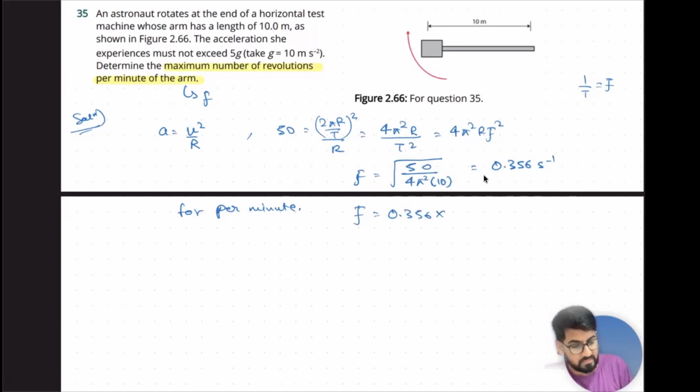So frequency will be 0.356 times 60, because in 1 second this many revolutions are taking place, so in 60 seconds, that is 1 minute. How much will you get? Solve this. 0.356 times 60 is 21.36. So you can simply say 21 is the complete number of revolutions. So 21 revolutions per minute.